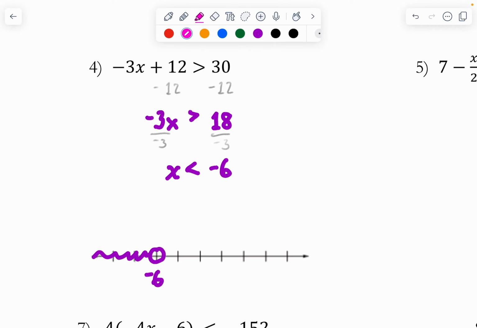And again, why did I flip? I flipped because of this -3 down here, right? It doesn't matter if the number is negative. It's the number that I'm dividing by that's important.